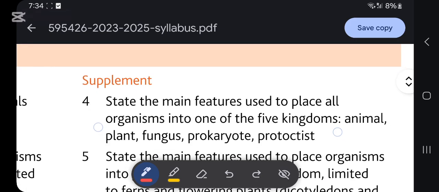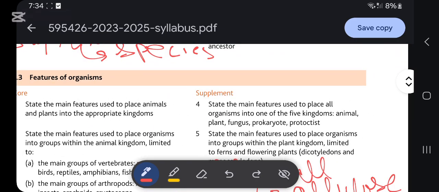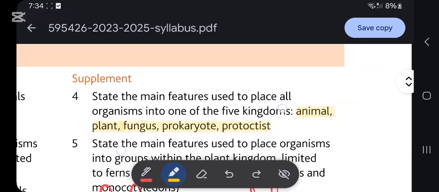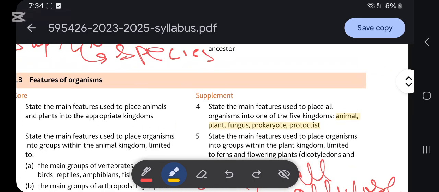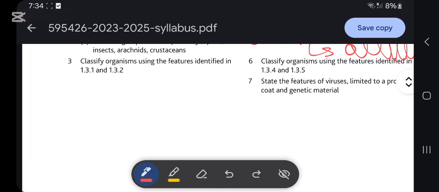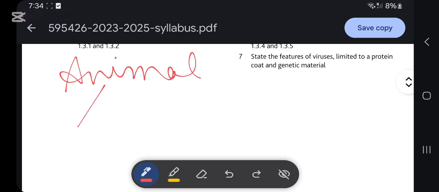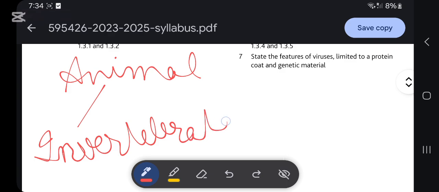All right, then the main features of all of the 5 kingdoms. There are 5 kingdoms: animal, plants, fungus, prokaryote, protoctist. Let's look at them in detail. Animals we have already discussed, but under animals there are 2 more classifications: one is invertebrate and one is vertebrate.